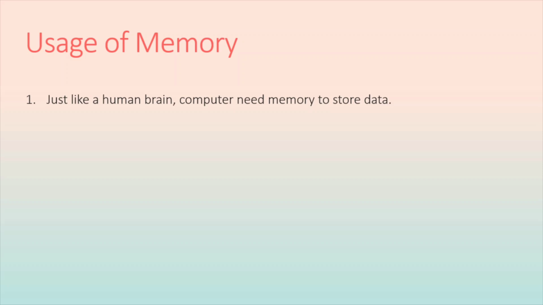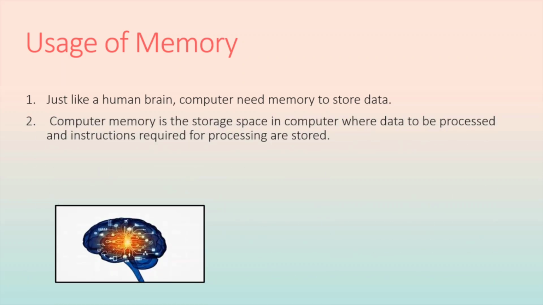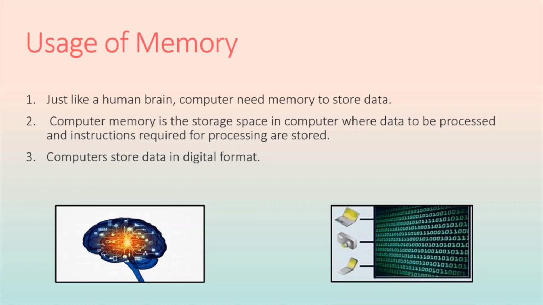Uses of memory. Just like the human brain, a computer needs memory to store data. Computer memory is storage space in the computer where data to be processed and instructions required for processing are stored. Computers store data in digital format. The computer memory does not get worse over time.